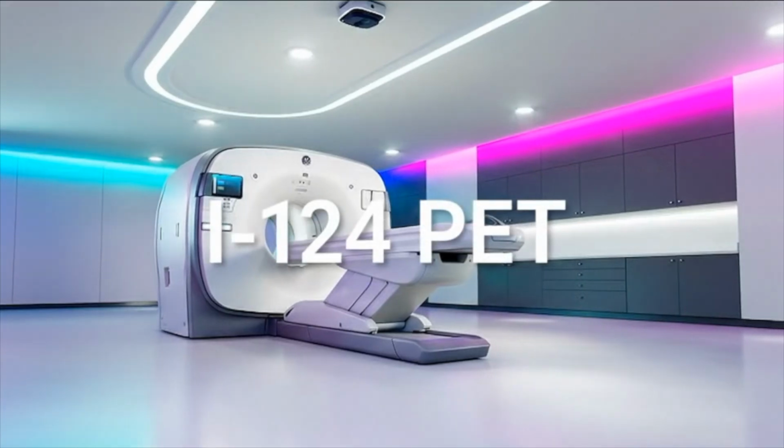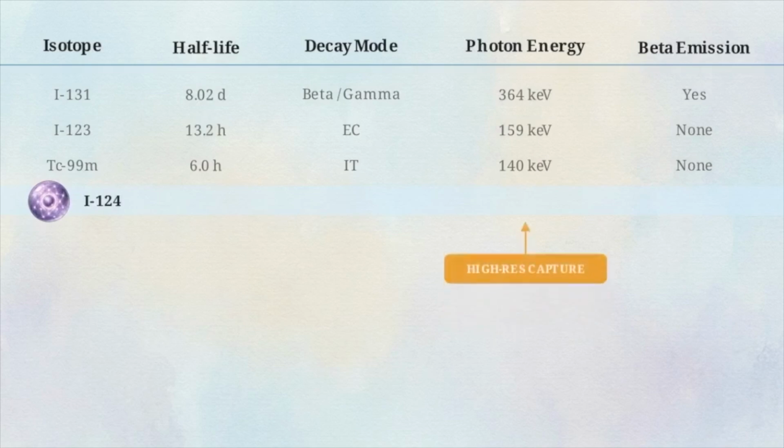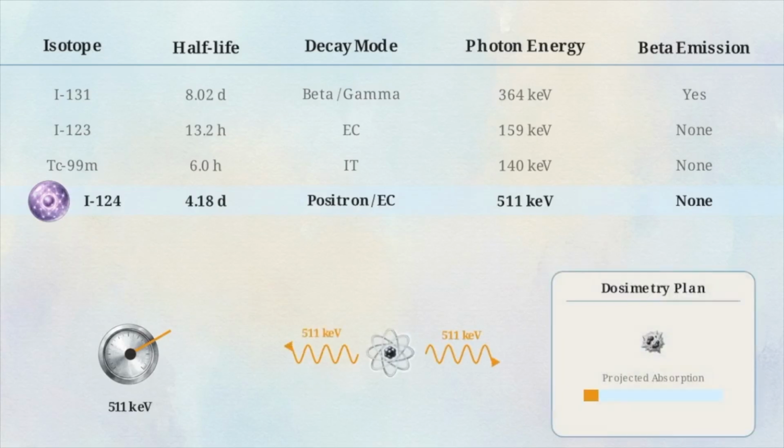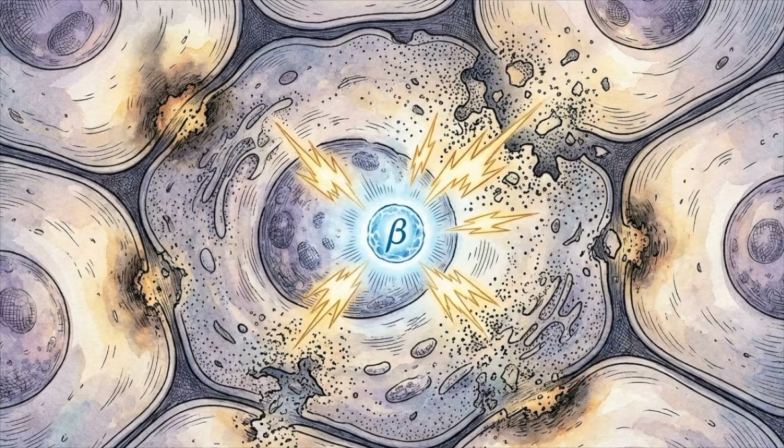Finally, iodine-124 is utilized for high-resolution metastasis detection. With a 4.18-day half-life, its 511 kiloelectron-volt emission is captured via PET imaging, offering precise pre-therapy dosimetry. Selecting an isotope requires a trade-off. Physicians must weigh the clarity of the diagnostic image against the therapeutic payload and the risk of bystander toxicity.